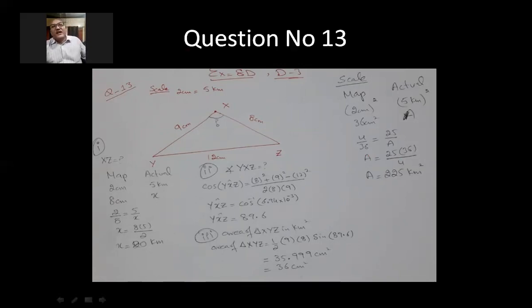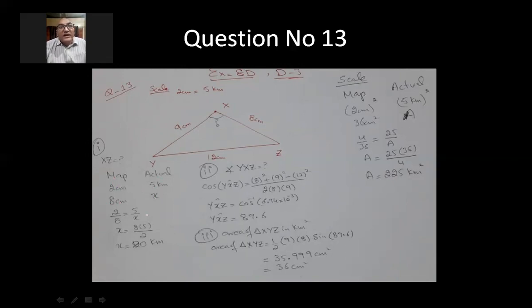So the scale is given to us. So here you can see the XZ in actual is the question. So I'm going to use the method of proportion, map and actual. I write here map and actual. On the map, something which is 2 centimeter, in actual it is 5 kilometers. Something which is 8 centimeter on the map, how long is it in actual? So this is the ratio method.